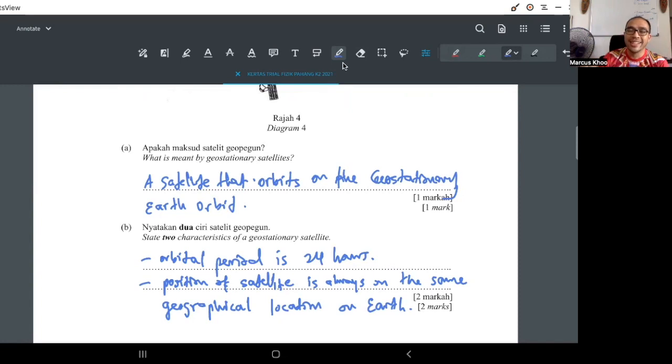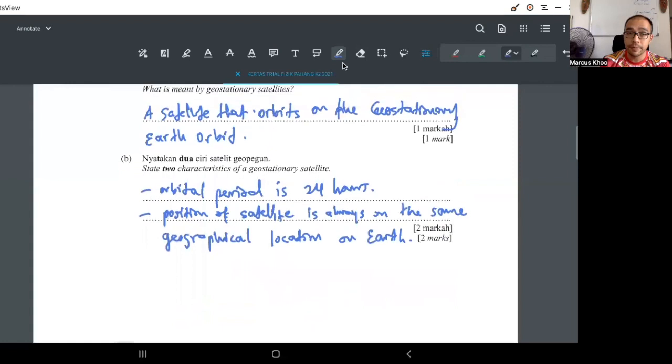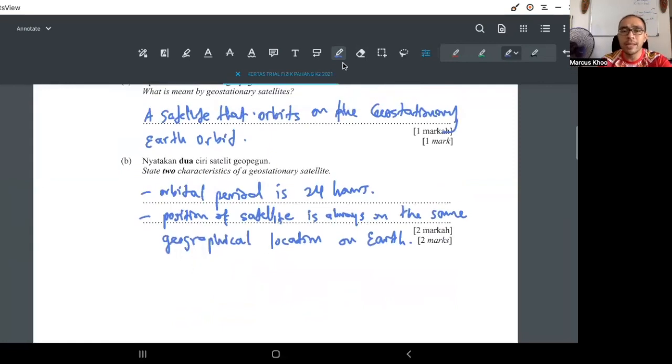Okay, but that's the idea. The reason is that it has to move together with the Earth. It is moving, but it's moving together with the Earth. So when the Earth spins, this also moves together. That's the idea behind the geostationary satellite. Yes, there are more characteristics, but these are probably the easiest to remember. Orbital period is 24 hours, the same as 1 day. Position is always the same, the same geographical location on the Earth.